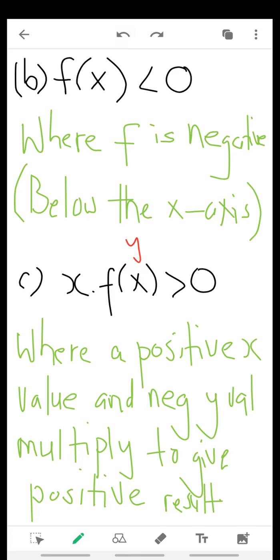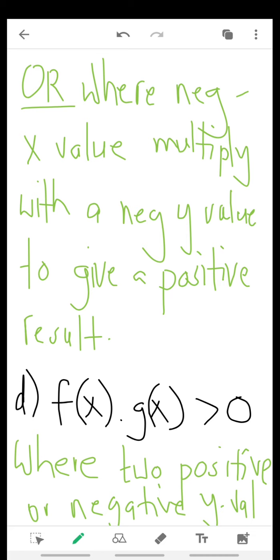Remember, in this case, you are going to have two options. The x and the y value must both be positive or must both be negative for us to get values of x and y that multiply to give us a positive. If x and y are both positive, a positive multiplied by a positive will be a positive, or a negative times a negative will be a positive. So we are looking for where x and y are both positive or both negative, such that when they multiply we get a positive outcome. Now, before we go to the fourth one, I think I've already explained: we're looking for where a negative x value multiplies with a negative y value to give a positive result. I've already explained this one.